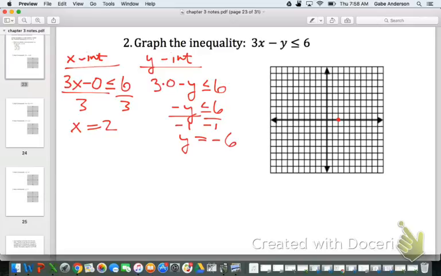My y-intercept is negative 6, so 2, 4, 6, right there. I place those 2 points right there. Now to finish this off, normally we just connect them and put arrows, right? I have to make a decision on dotted or solid right now.